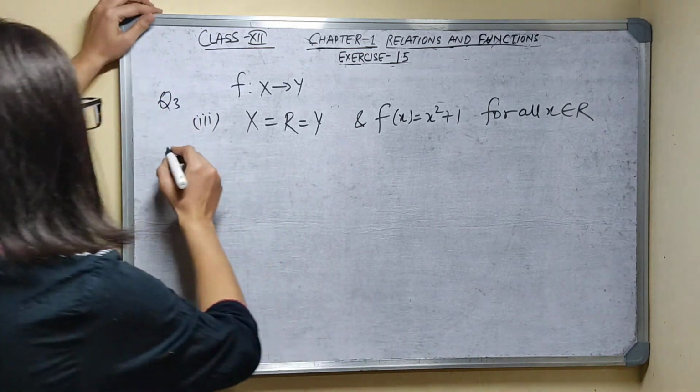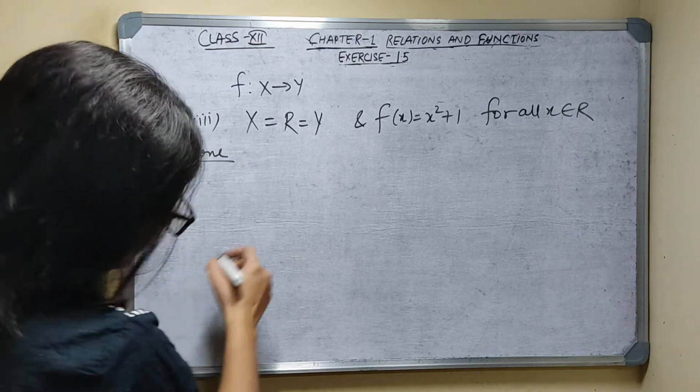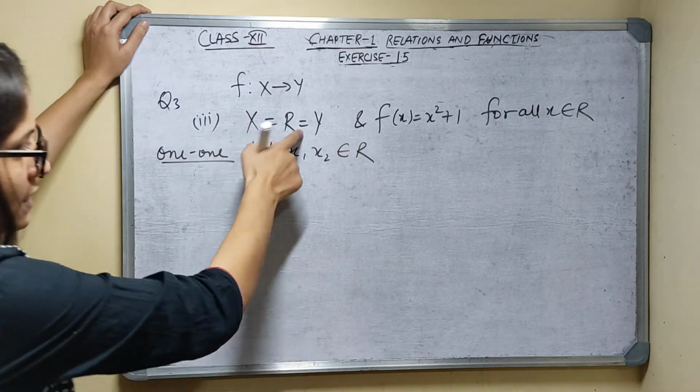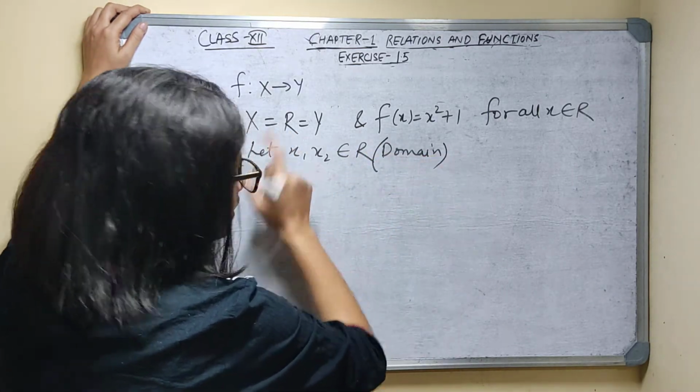So first I'll prove whether it is one-one or not, or onto or not. So one-one first. Let x1, x2 belong to real numbers, that is the domain. Domain is X, X is also R.